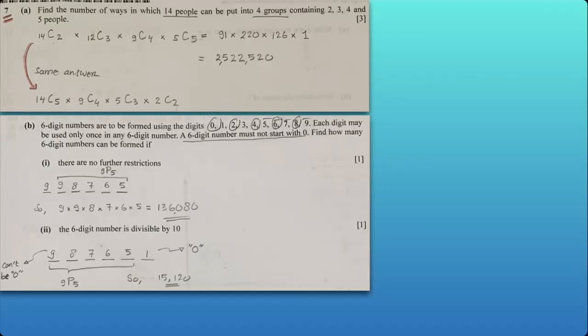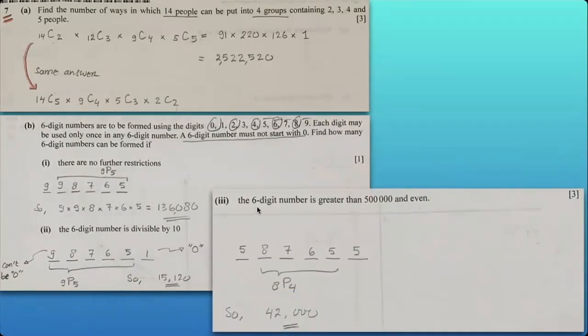B2, find how many 6-digit numbers can be formed if the 6-digit number is divisible by 10. So the last digit has to be 0. So put 1 there. And since 1 has been taken out, which happened to be 0, and 0 cannot be put on the first digit, so we have 9, take away 1, 8, take away 1, 7, and so on. And then we multiply all of these. So this is the answer. And by the way, these are just the same as 9 permutation 5.